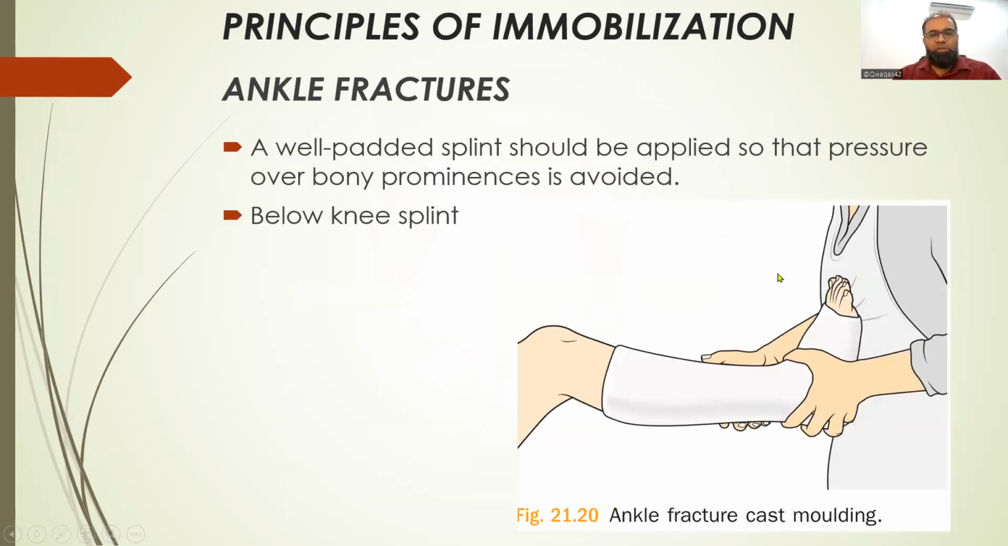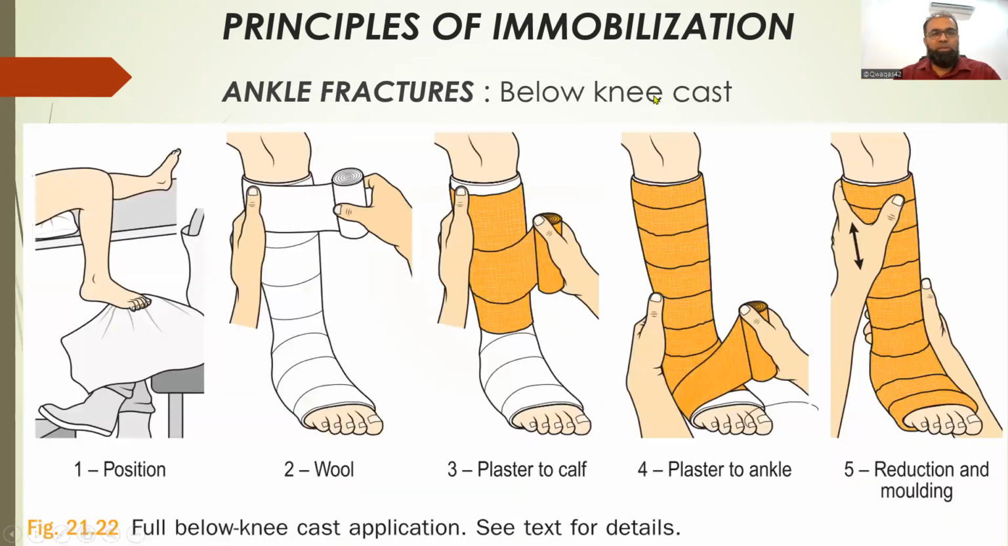So this is a below knee cast. The pressure points should be covered with cotton and the cast should be molded so that the fracture is properly reduced. So this is how you apply a cast. You see there is 50% overlap of the cotton and also 50% overlap of the plaster of Paris. Okay, and in the end there is molding.